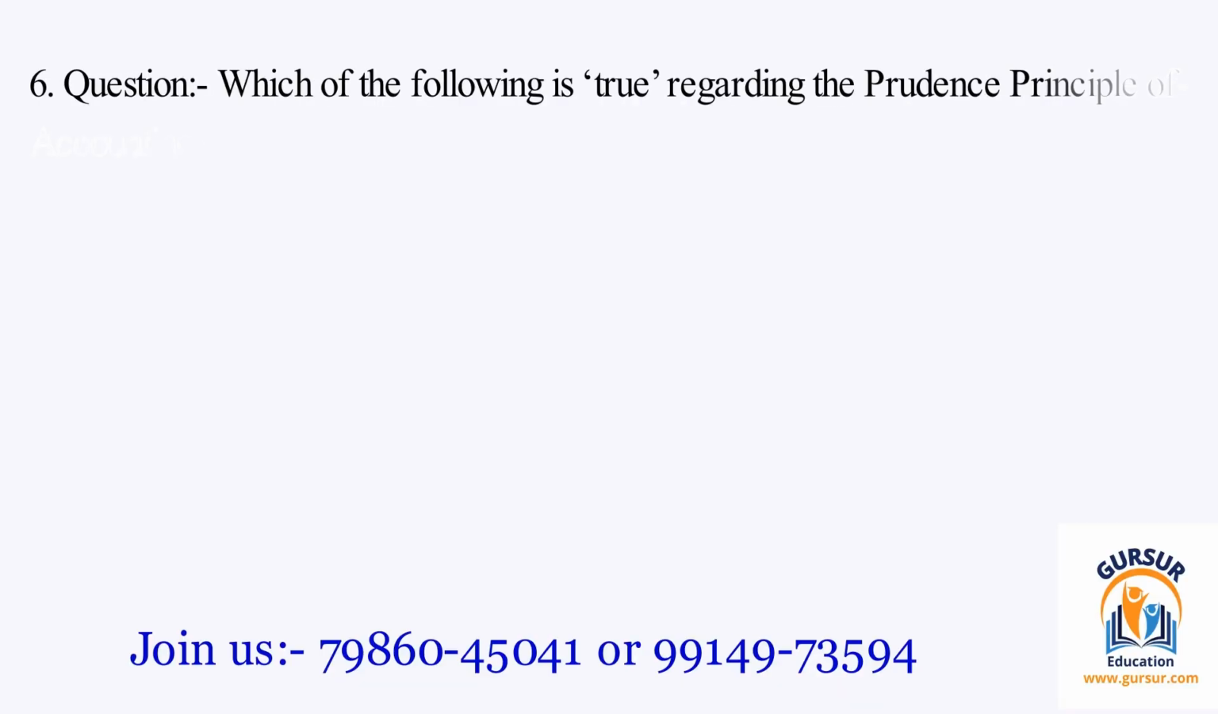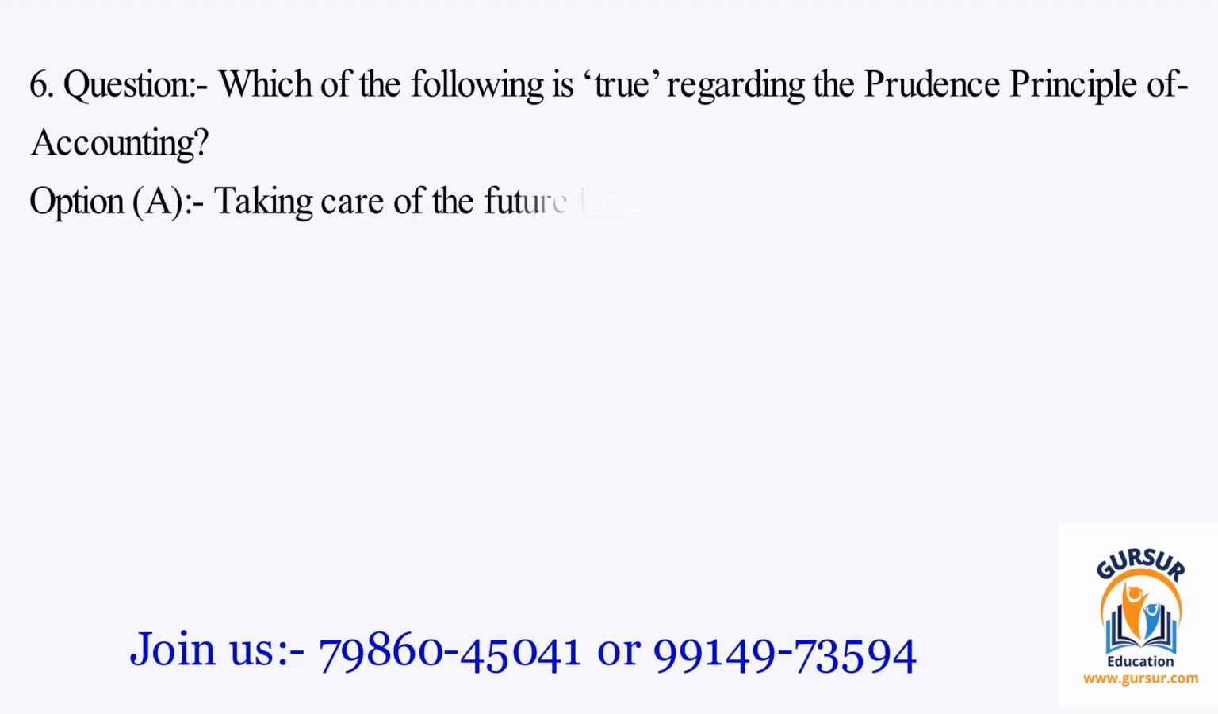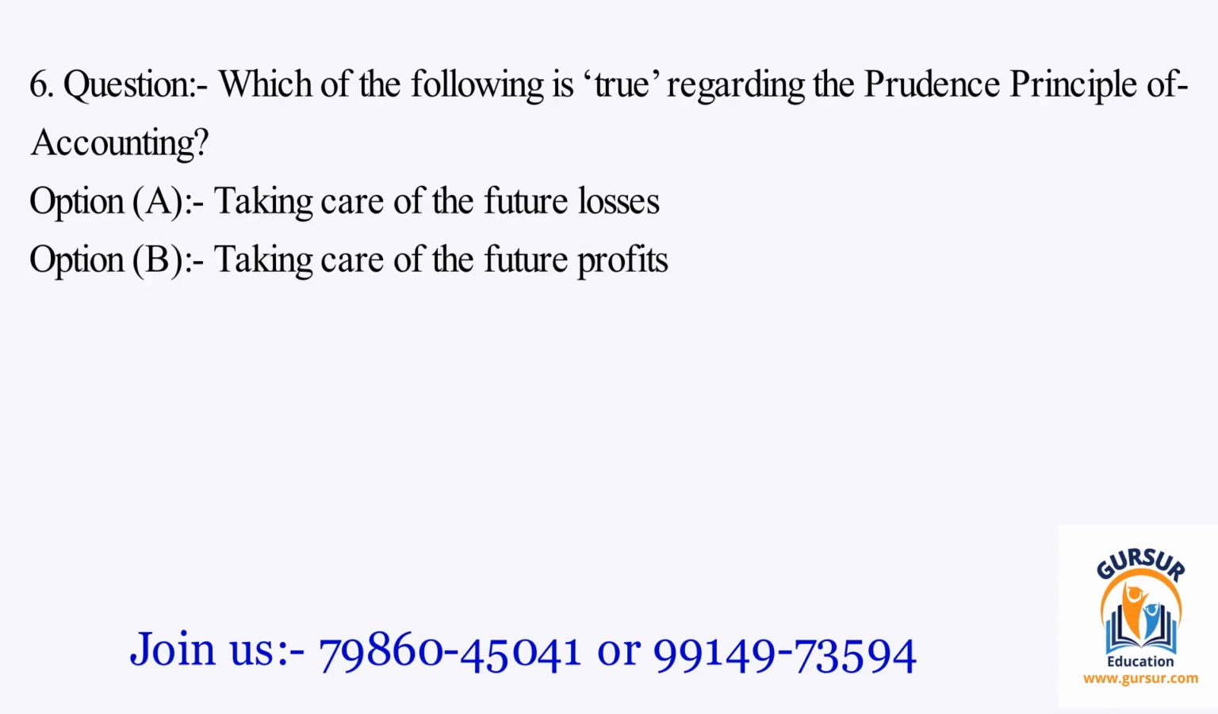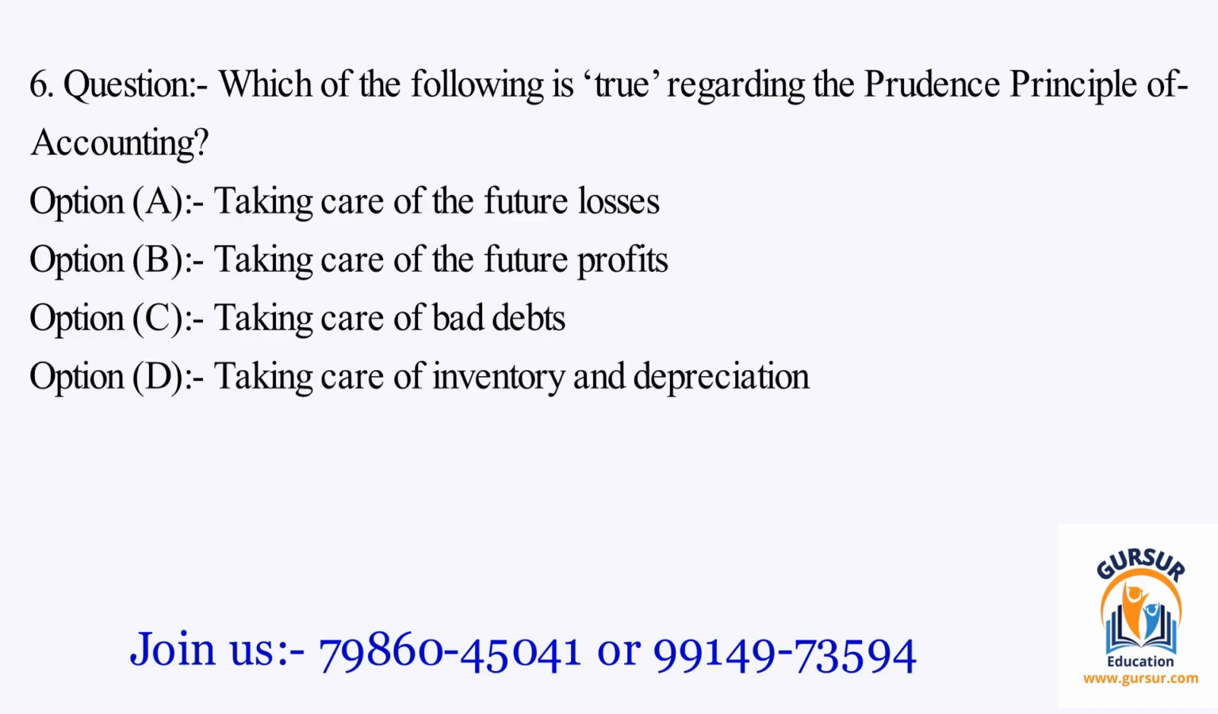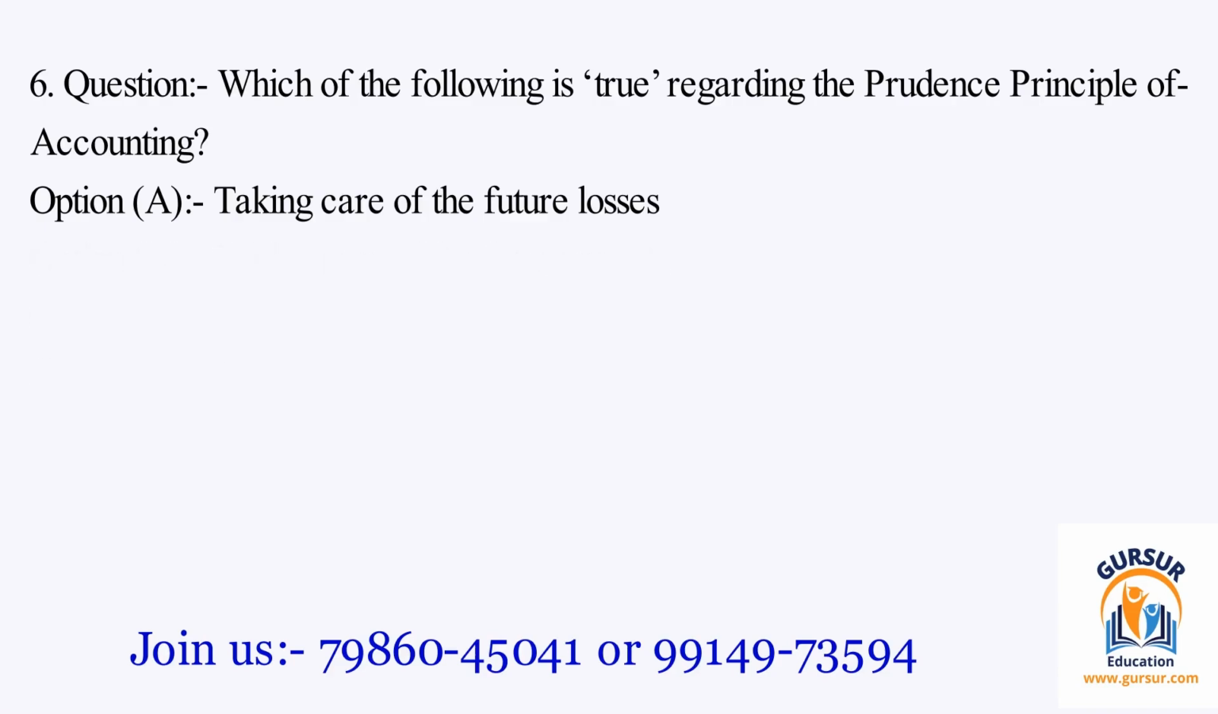Question number 6. Which of the following is true regarding the prudence principle of accounting? The option A is taking care of the future losses. The option B is taking care of the future profits. The option C is taking care of bad debts. The option D is taking care of inventory and depreciation. The right answer of the question is option A, and that is taking care of the future losses.